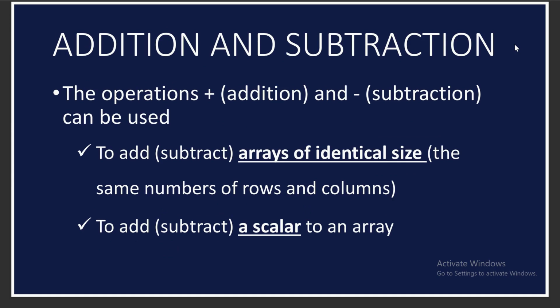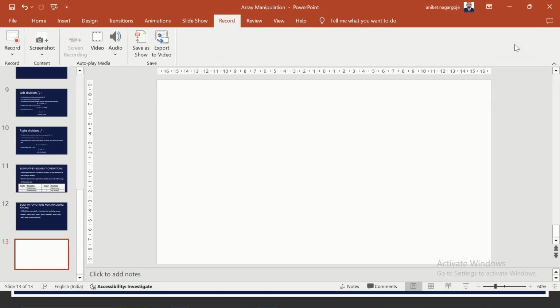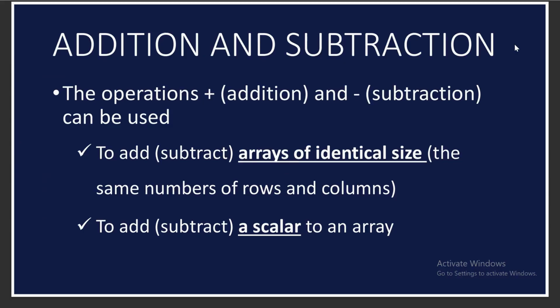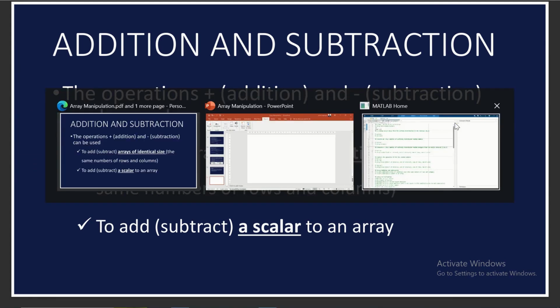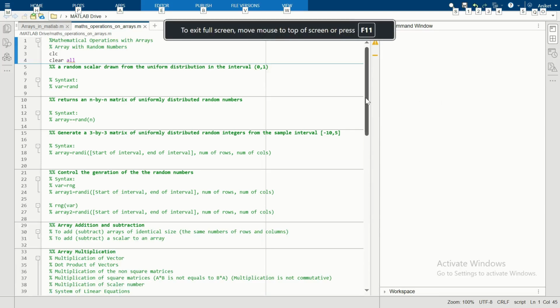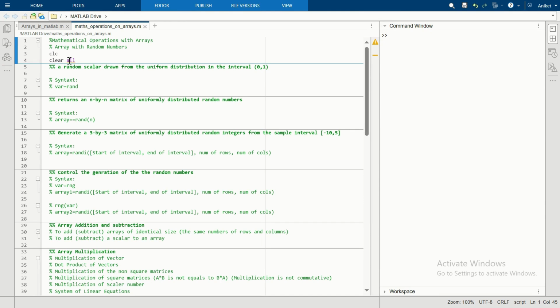The operations addition and subtraction can be used to add or subtract two arrays of identical sizes or to subtract a scalar from an array. So let's see how this works in MATLAB. Okay, so this is the MATLAB interface. I have created a script file to perform this task. Let's start with this array of random numbers.